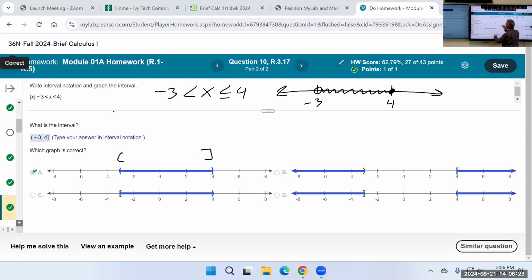Now, how would I write that in interval notation? Well, that's starting at -3, but I don't want to include -3. And I want to go up to 4, but I want to include 4. So I'll use a bracket. That's what the interval should be.